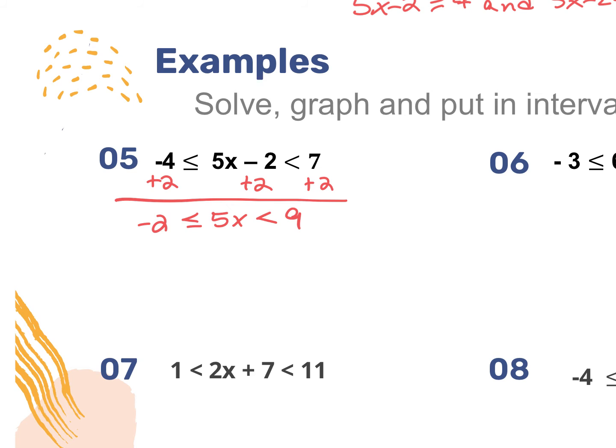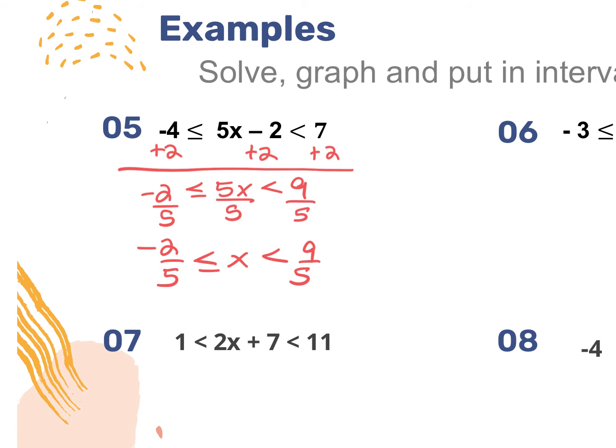And now I'll divide everything by 5. My goal is to get x all by itself. So my answer here is negative 2/5 less than or equal to x less than 9/5. Now I need to graph it and write it in interval notation. Whenever it's like this and it's the compound with an x in the middle and then numbers on either side, all you have to do is look at the symbol, so negative 2/5, and you have to write at least to greatest. So negative 2/5, comma 9/5.